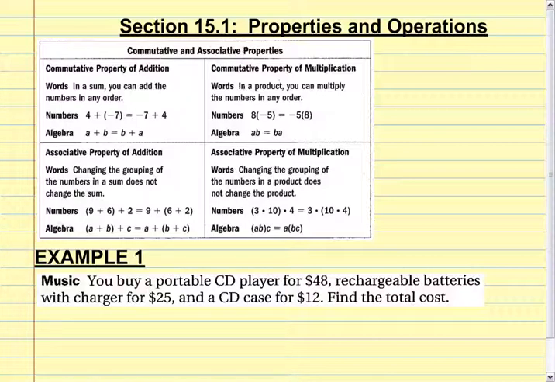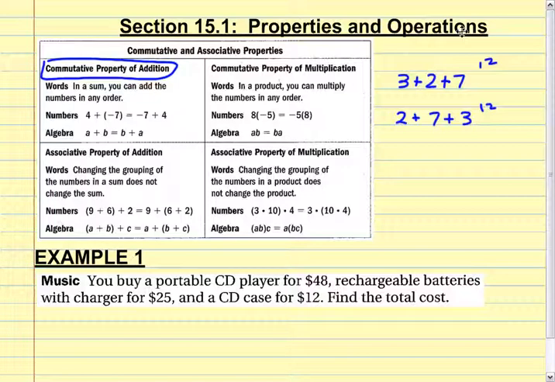Let's take addition first. So let's say we've got 3 plus 2 plus 7. Can you tell me what that equals, Katia? Does it equal 12? Is that right? Now, I'm going to move them around. How about 2 plus 7 plus 3? What does that equal? Even though I moved them, even though they commuted from one place to the other, they still equal the same thing. That's what the commutative property of addition says: if I'm adding things, I can move them all around, and I'm still going to get the same thing.